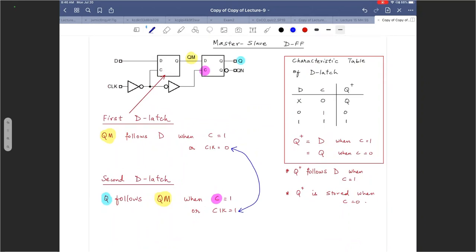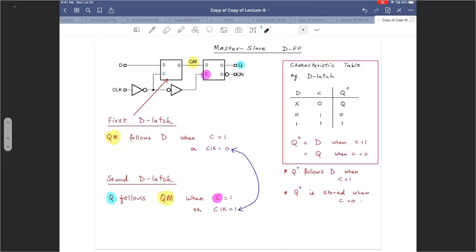A different way to look at it is this: when clock is 0, you latch D here, and then when clock goes to 1, it gets reflected on the second level, right? So that latching happens one after the other. Clock is 0, followed by clock is 1, and only then the output of the overall design, which we are highlighting in blue, we called it Q, changes. So connecting things back to back to achieve edge triggering, that's what we did here.